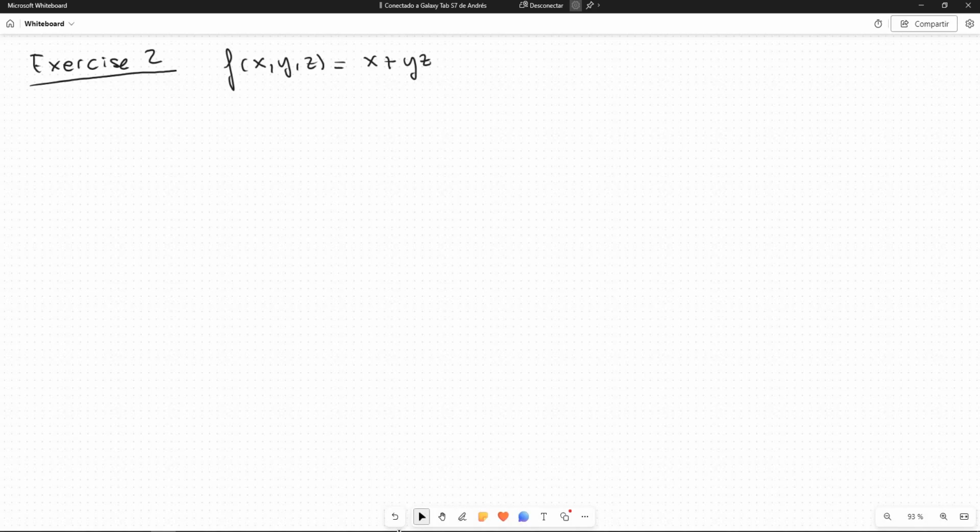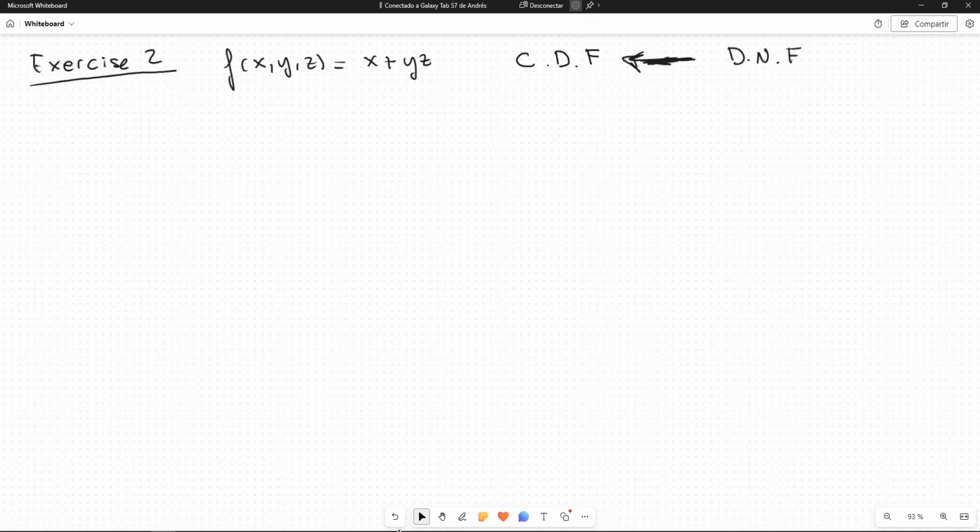We have to obtain the canonical disjunctive form. Which is the current form? The current form is a sum of minterms. So the current form is the disjunctive normal form, and we have to obtain the conjunctive normal form. How do we do to obtain this?